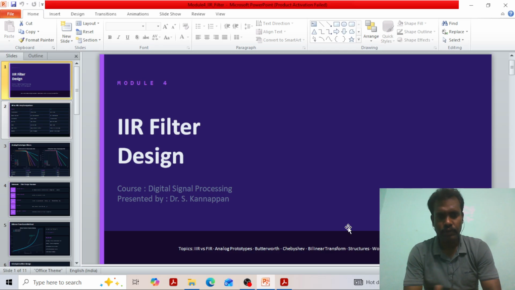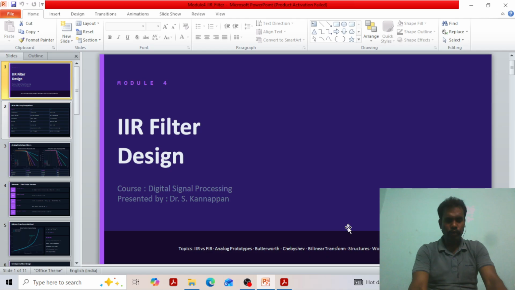So filters can be classified in many ways. In digital, one of the classifications is based on the impulse response. If the impulse response has an infinite number of samples, then it is called an IIR filter. If the impulse response of the filter contains a finite number of samples, then it is an FIR filter. So Module 4 and Module 5 are particularly to discuss the design of these two types of filters.